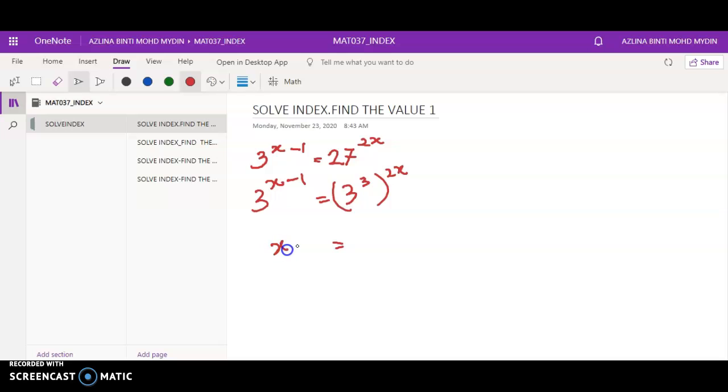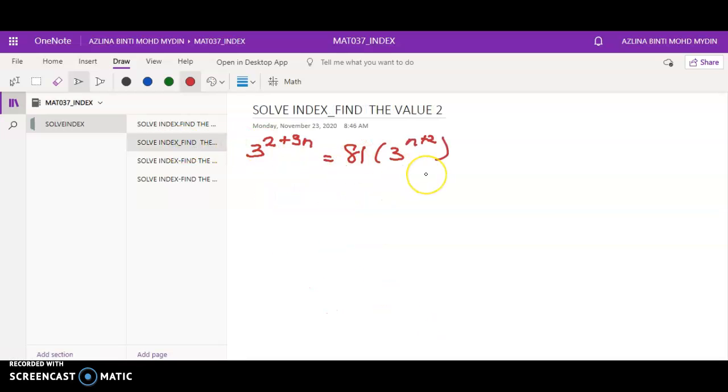So I have x minus 1 equals 6x. So we will have negative 1, here will be 5x. So the value for x is negative 1 over 5. Okay. So this is how I solve to get the value for the index.